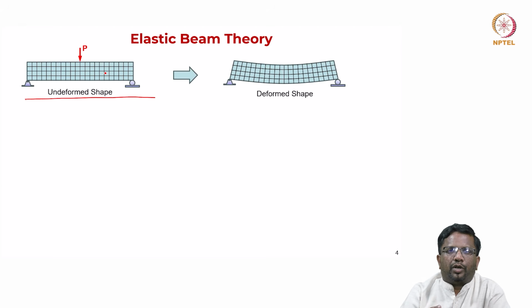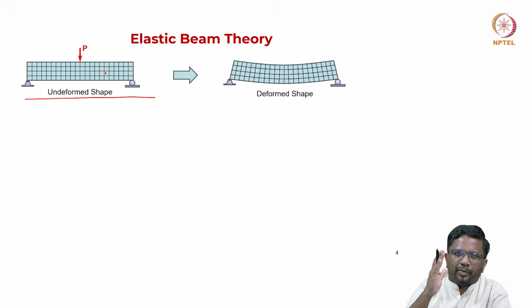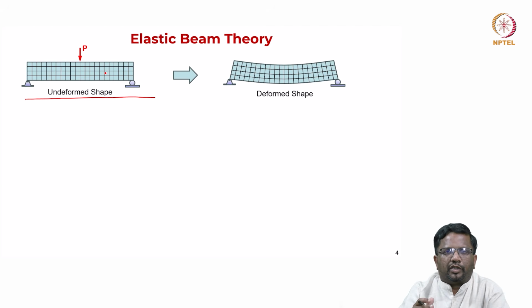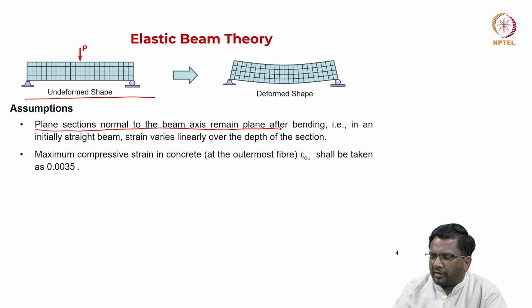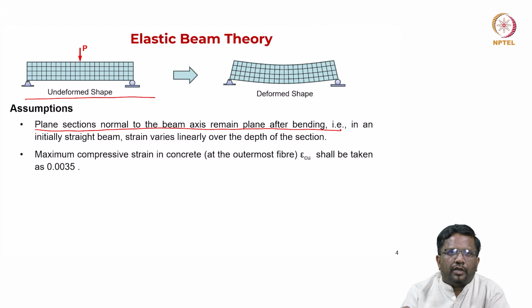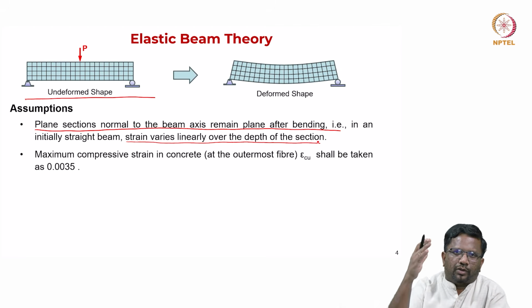The important point to note here is that the vertical line remains straight and it is just rotating. So that's the basic fundamental assumption in bending theory. You all know that. That's what it dictates. The plane sections normal to the beam axis remain plane after bending. That means an initially straight beam has strain varying linearly over the depth of the section. So the strain variation is always linear.